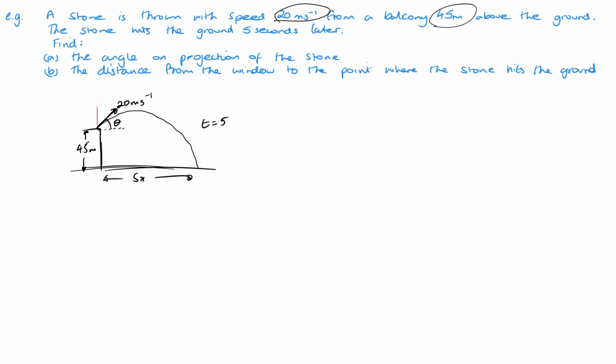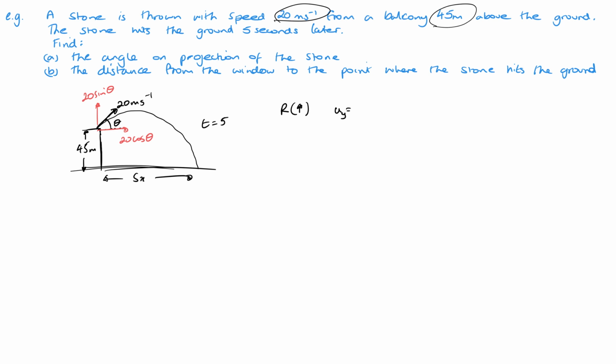So first thing I'm going to do is split up my speed. We've got 20 sin θ and 20 cos θ for the vertical and the horizontal. And we're going to resolve vertically first of all, to enable me to hopefully find the value of theta.